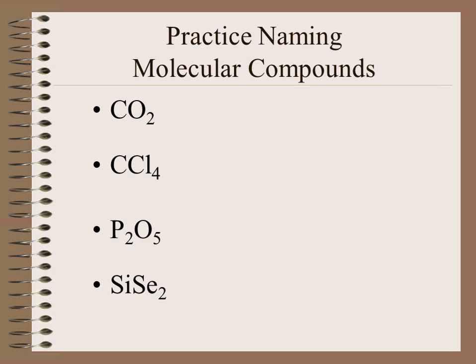So in looking at these 4 examples here, we see that we have 1 carbon and 2 oxygens. Because the carbon is the first atom and it would ordinarily get the prefix mono, the first atom never gets the prefix mono associated with it. So we would just name it carbon. 2 oxygens, the prefix for 2 is di, so we would name this dioxide, still changing the ending of the second atom to IDE.